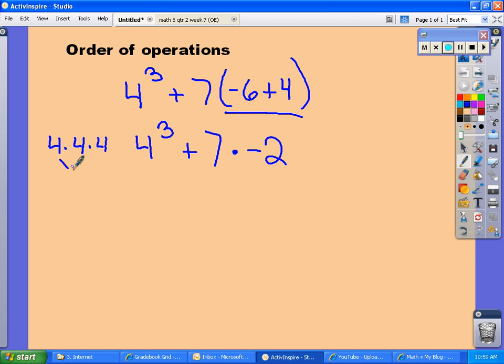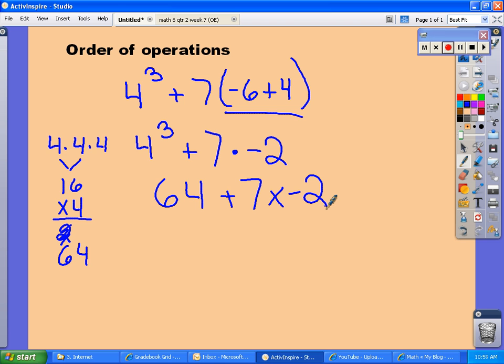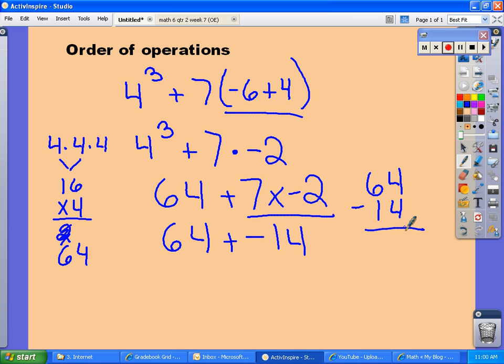4 times 4 is 16. 16 times 4 is going to be 64. So 64 plus 7 times negative 2. We're going to do that next. So 64 plus negative 14. So we have a positive and a negative, so that's going to be 64 take away 14, which is going to give us 50. Your final answer is 50.